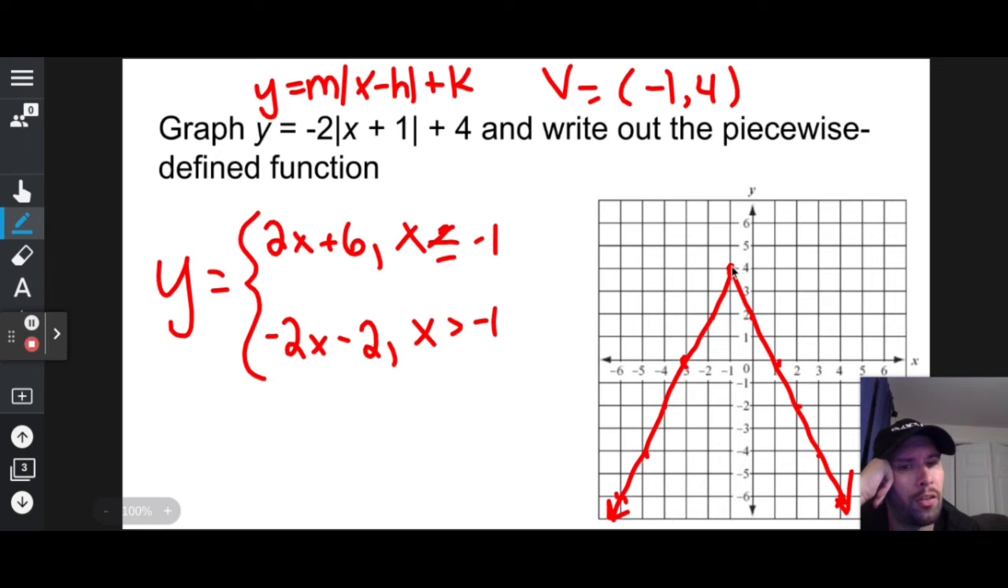Over here I have stuff happening to the right of negative 1, and that stuff has a slope of negative 2 and has a y-intercept also of negative 2, which is the equation negative 2x minus 2, and it happens to the right of negative 1. Okay? Not easy. And this is coming from a guy who taught calculus to a bunch of college students.